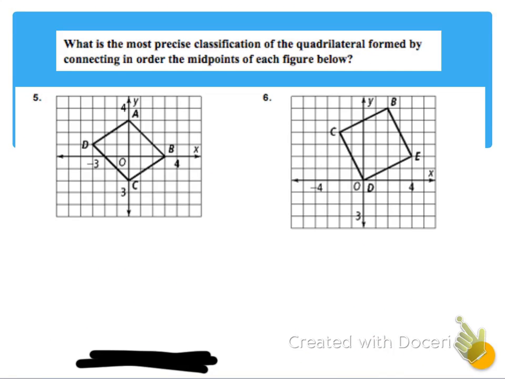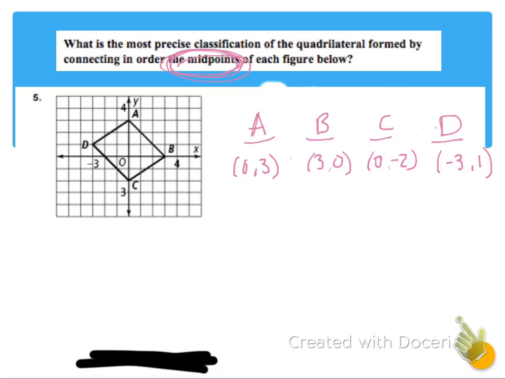Okay, what is the most precise classification of the quadrilateral formed by connecting in order the midpoints of each figure? So to be able to do this, you're looking at the word here, midpoints. So it is the point that sits in the middle of all of my side lengths. So first I'm going to find all of my points, A, B, C, and D, and I'm going to label them. So just give me 1 second while I do that.